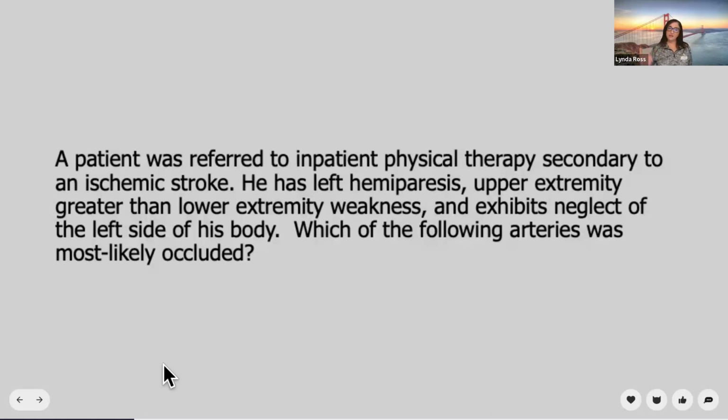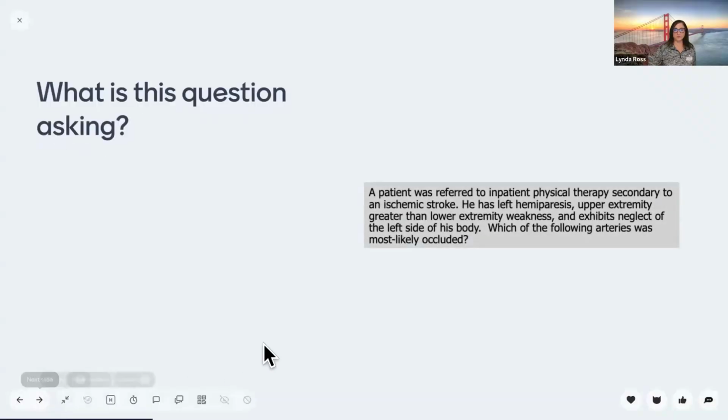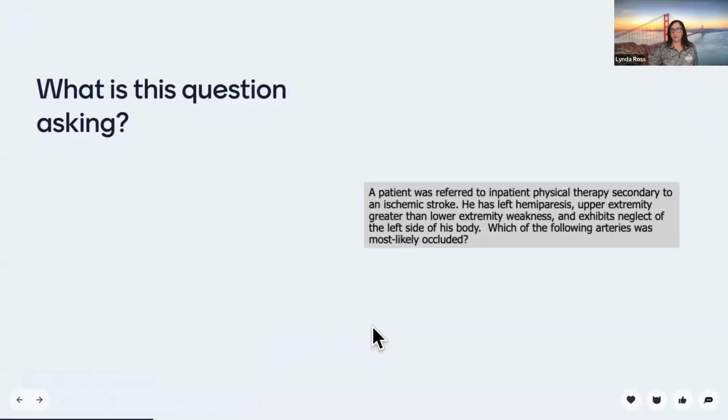Okay, so you should kind of have an idea as to what this question is asking. So anybody in the comments want to throw out what they think this question is asking? Don't be shy. Nobody? I'm not asking you what the answer is. I'm asking you what the question is.